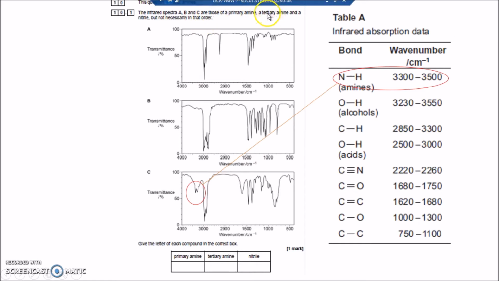Your next one to identify, well, a tertiary amine has got 3 carbons joined to an N, and we've got nothing here that's got 3 carbons joined to an N. We've got this CN here, which is a nitrile. So we can identify the nitrile at 2220 to 2260, which is this peak here. So that's your nitrile, and your other one then must be your tertiary amine with a nitrogen joined to 3 carbons. So your answer is your primary amine is C, your tertiary amine was B, and your nitrile with your CN in there is A.